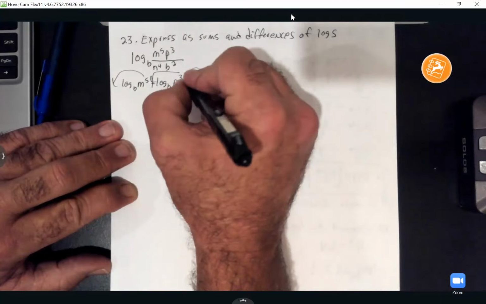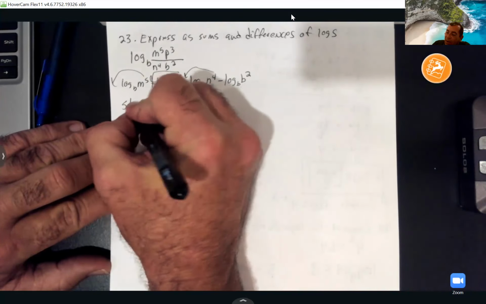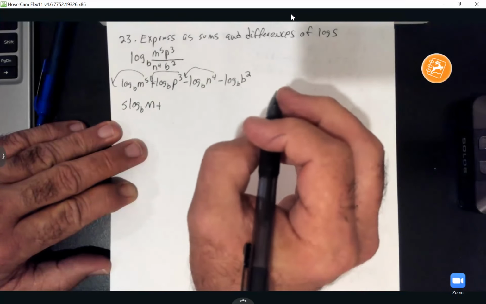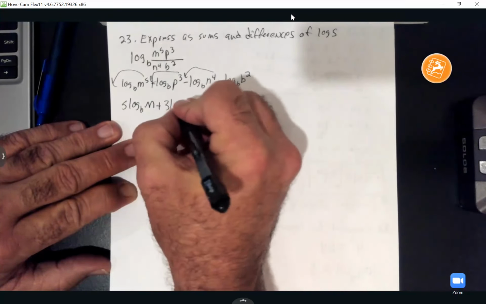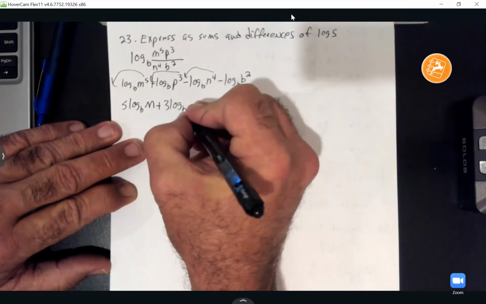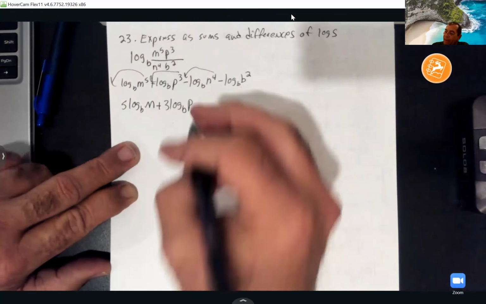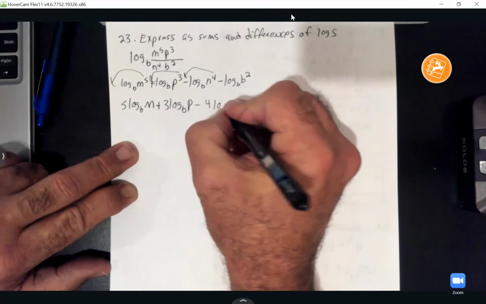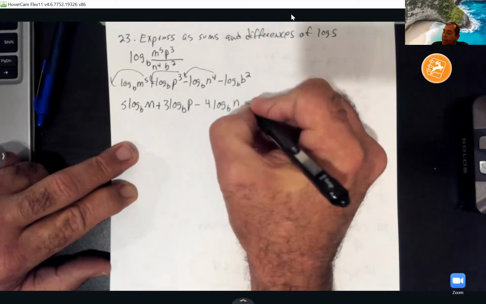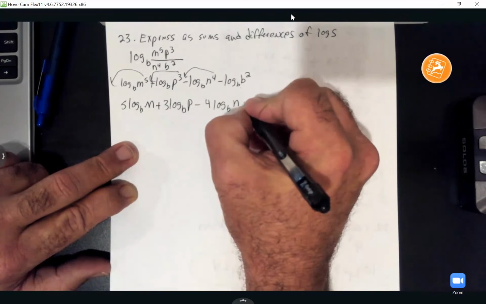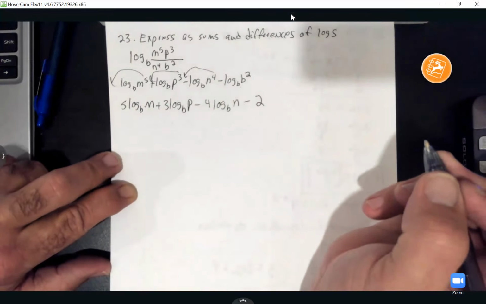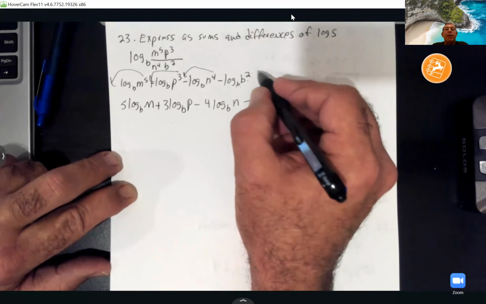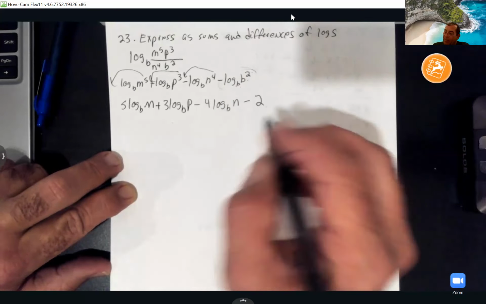5 log b of m, plus the 3 log b of p, minus 4 log b of n, and then just do the minus 2. There you go. Okay, y'all remember when the base of the log matches the base raised to an exponent, all that equals is that exponent.